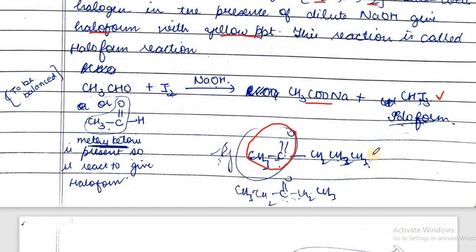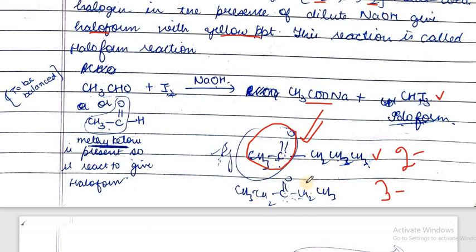Suppose we take these two examples. This is 1, 2, 3, 4, 5 carbons. In this again 5 carbons. So what is the difference? It is 2-pentanone and it is 3-pentanone. So out of these two compounds, which will give the iodoform test? This first will give the iodoform test, and it will give yellow precipitate with iodine and NaOH.